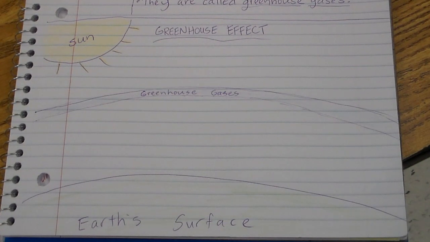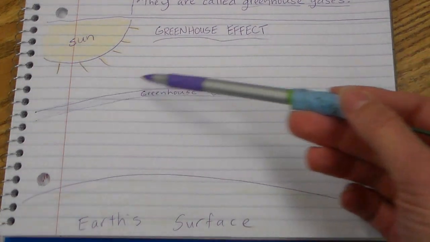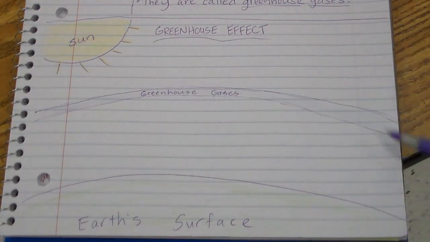So we're now going to do our greenhouse effect sketch of science. We're going to use this little picture here to show what is happening in our greenhouse effect. You've already drawn your sun, the bottom of the paper is the Earth's surface, and then we've got this representation here of the greenhouse gases in our atmosphere.